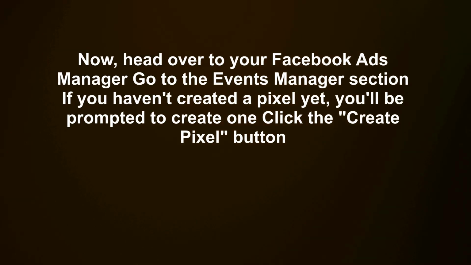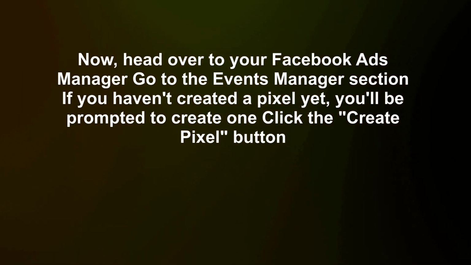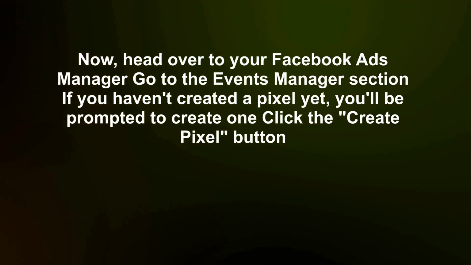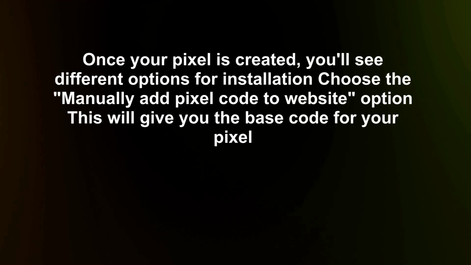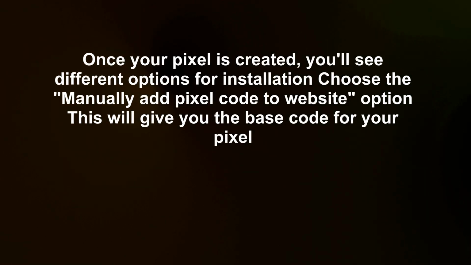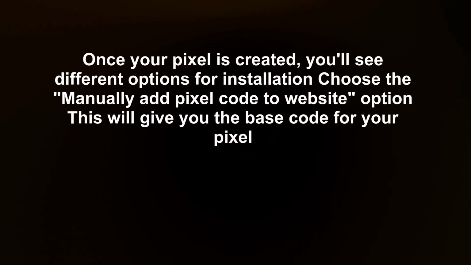Go to the Events Manager section. If you haven't created a pixel yet, you'll be prompted to create one. Click the Create Pixel button. Once your pixel is created, you'll see different options for installation. Choose the Manually Add Pixel Code to Website option.